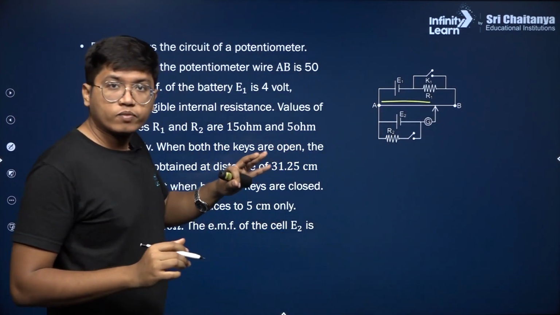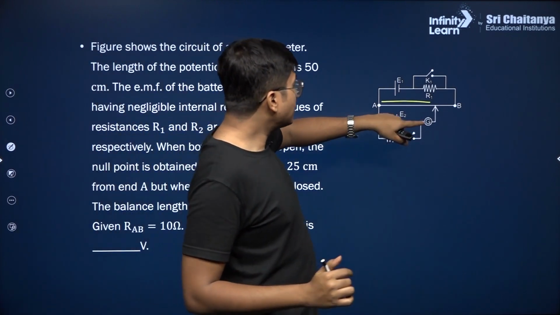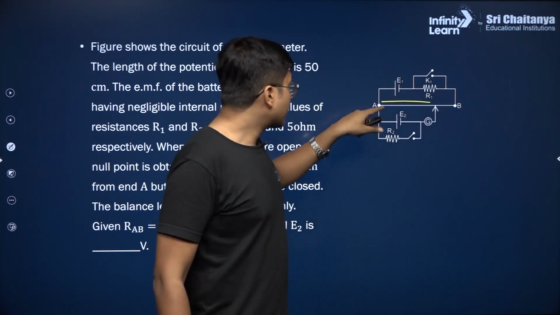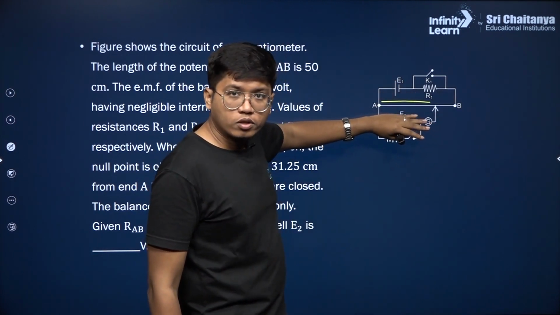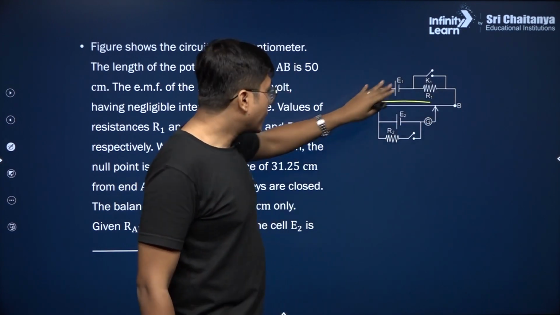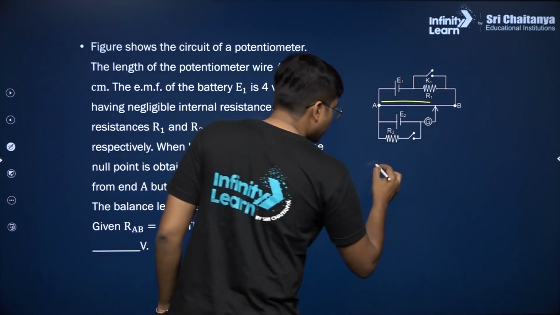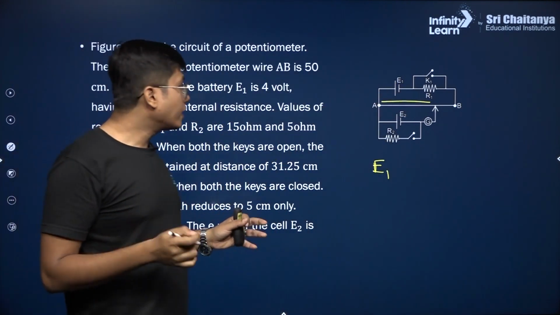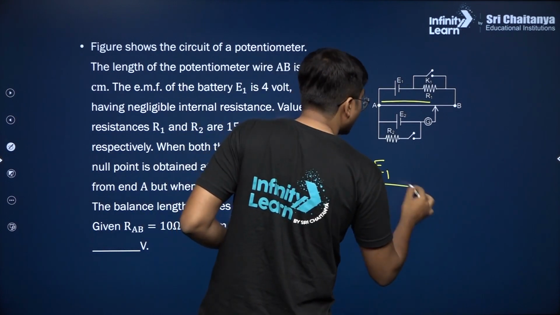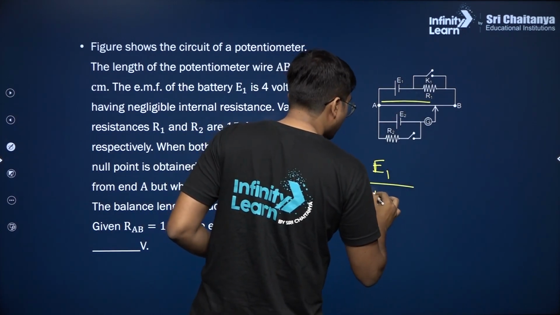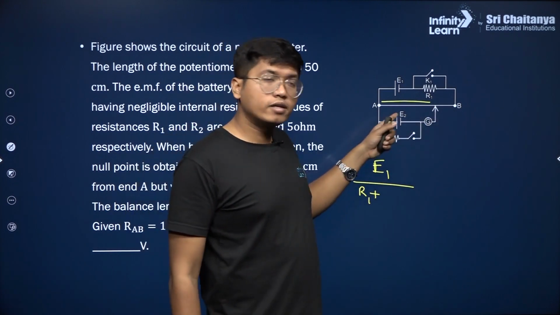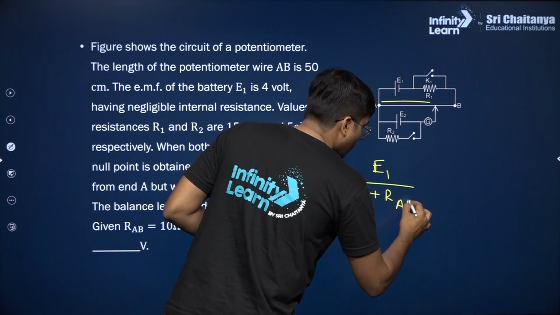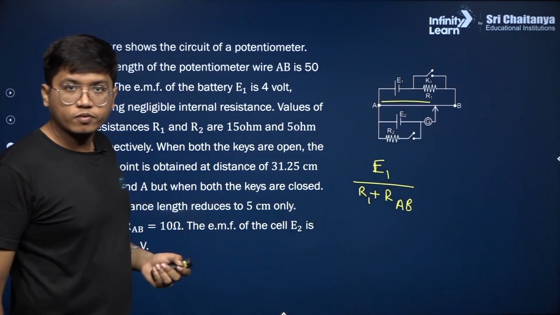What does that tell us? Firstly, let's understand what is going on, what is the current flowing through this? Forget the bottom part for now, only look at the top part. Up at the top part, we know the current flowing through this is the original voltage E1 divided by what is the total resistance? The total resistance is this R1 plus the resistance of this entire wire AB. So let's call that RAB. That is the current flowing through this, right?